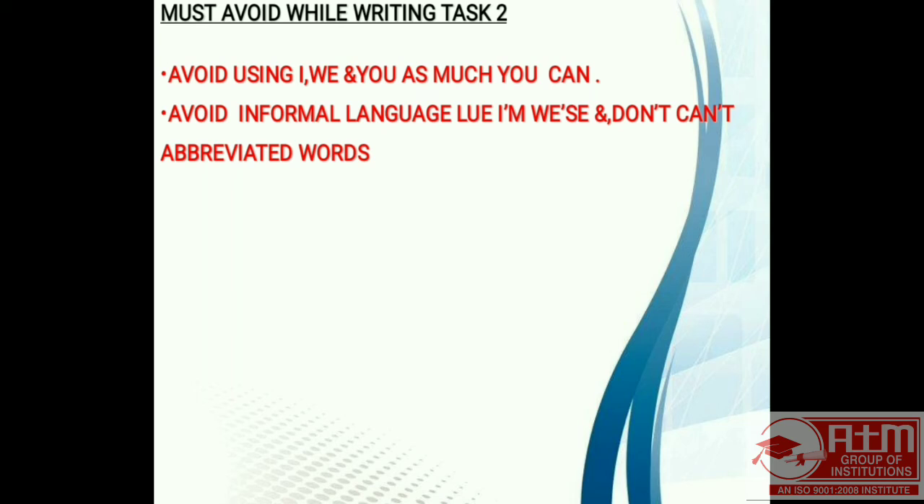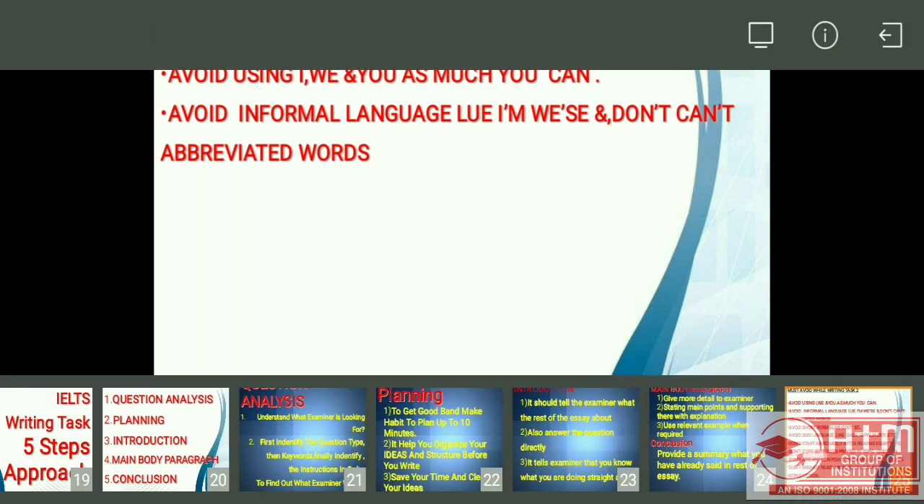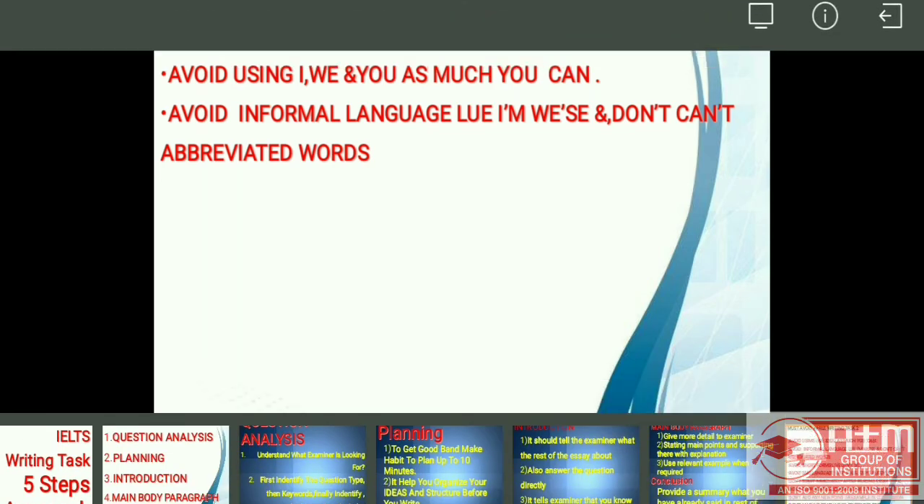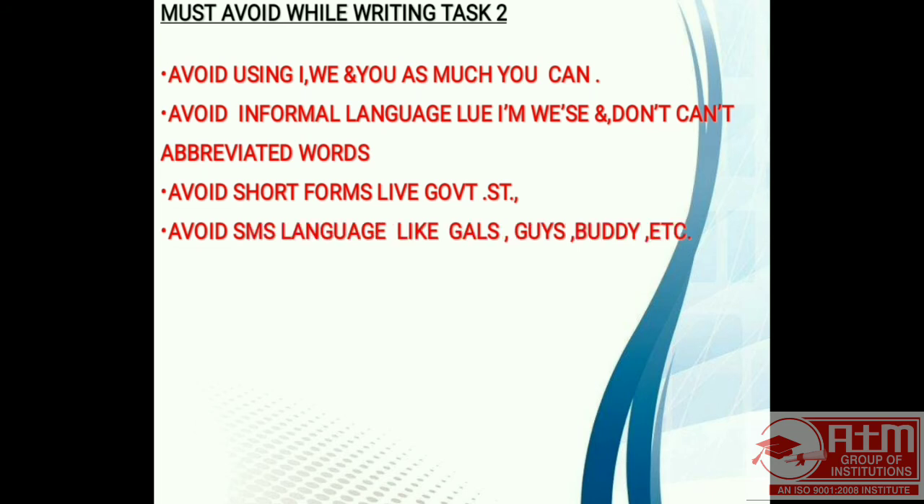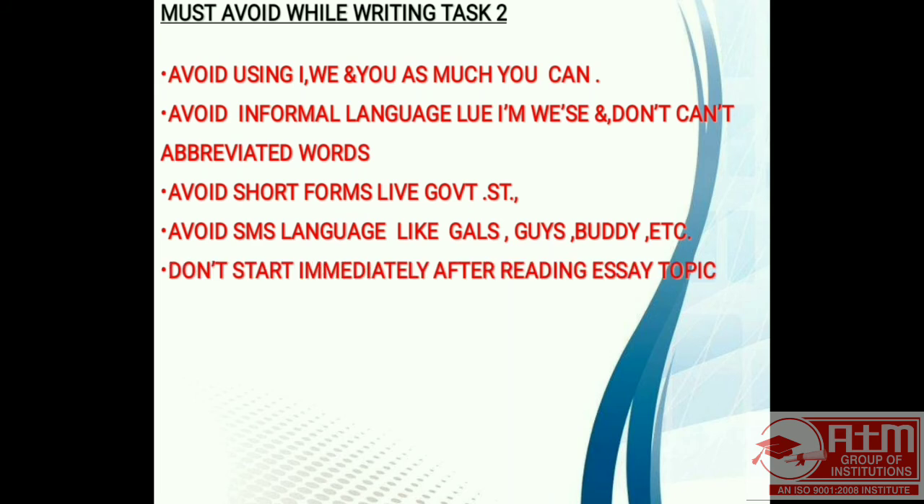Okay. Next, avoid informal language such as I'm, we're, don't, can't. These types of abbreviated words must be avoided. Okay. The next thing is that you have to avoid short forms like govt, stud. These types of short forms must be avoided. Avoid SMS language like gals, guys, buddies. These types of language must also be avoided.